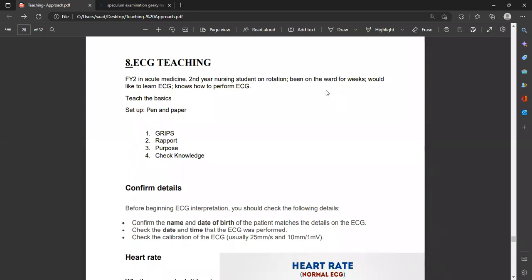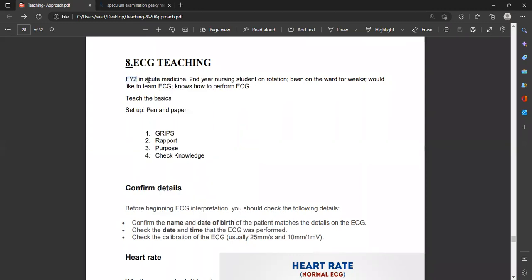This is our ECG teaching. This is also coming nowadays. It is a new station. It's been coming for the last 1 year. So I will be discussing it quickly. What you are about to do in acute medicine.